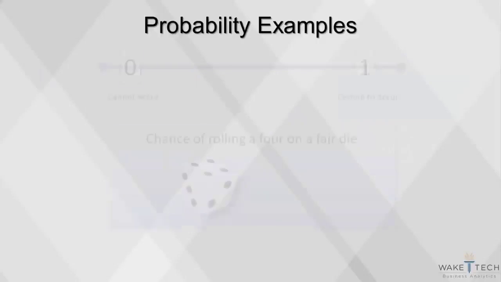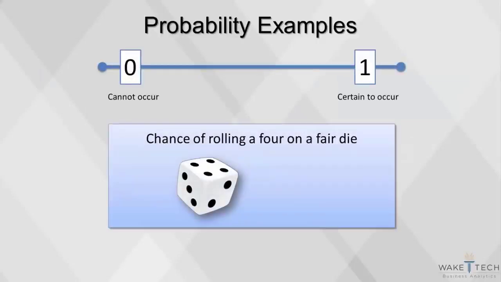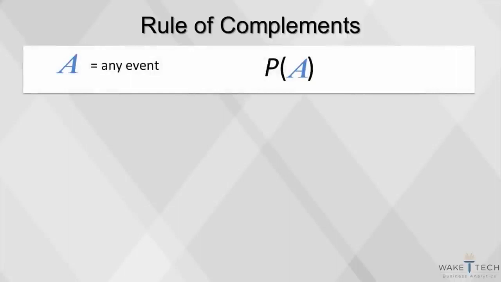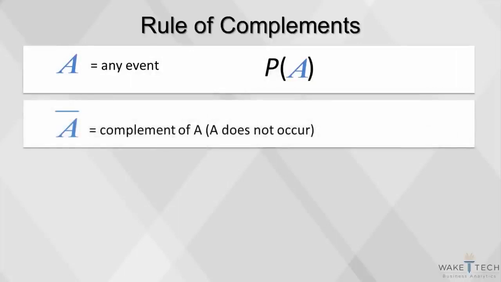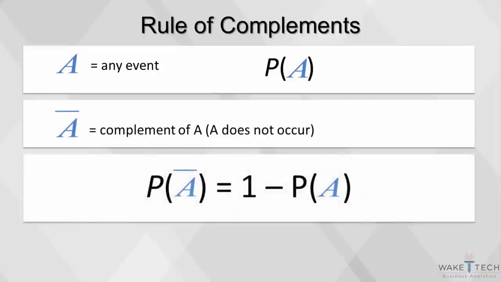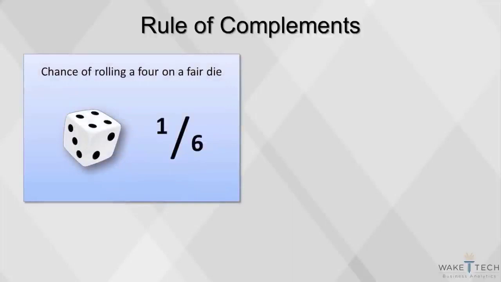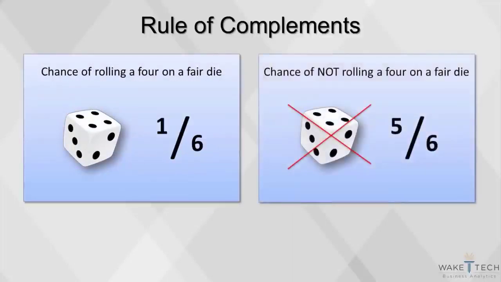In the case of the die, there are 6 sides, so the odds of rolling a 4 are 1 out of 6. The complementary rule in probability is simply the probability of an event not occurring. If A is any event, the probability of A is P of A. The complement of A is the event that A does not occur. The probability of the complement of A is shown by this equation, 1 minus the probability of the event occurring. In our dice example, the probability of getting a 4 was 1 in 6. So the probability of not getting a 4 is 1 minus 1 in 6, which equals 5 in 6.